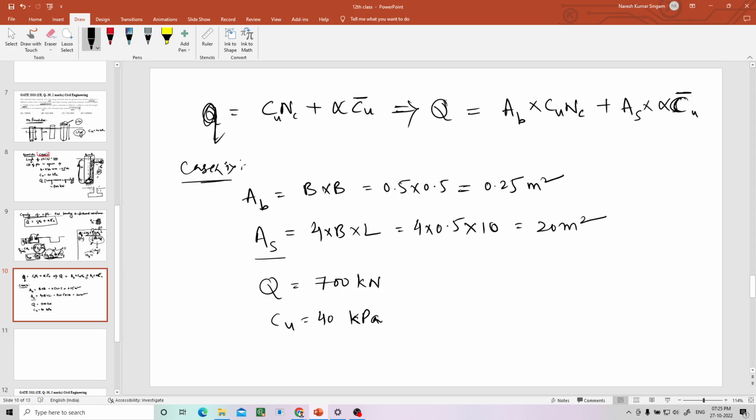Can you substitute all these things in the formula? See, the NC value is always 9 for pile foundations. It is generally taken as 9. Remember this. Okay, now put all these values in this formula.